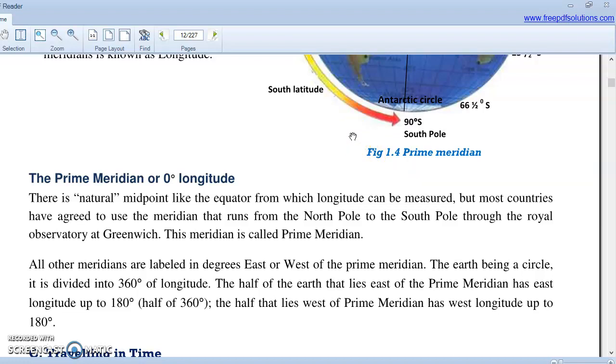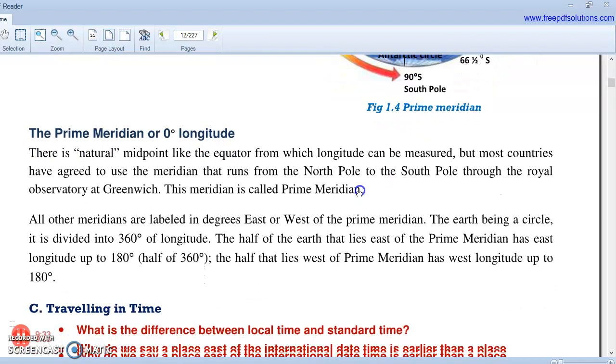The Earth being a circle is divided in 360 degrees of longitude. So the prime meridian, just like the equator, divides the Earth into two parts. The half of the Earth that lies east of the prime meridian has east longitude of up to 180 degrees. And the half that lies west of the prime meridian has west longitude of up to 180 degrees.